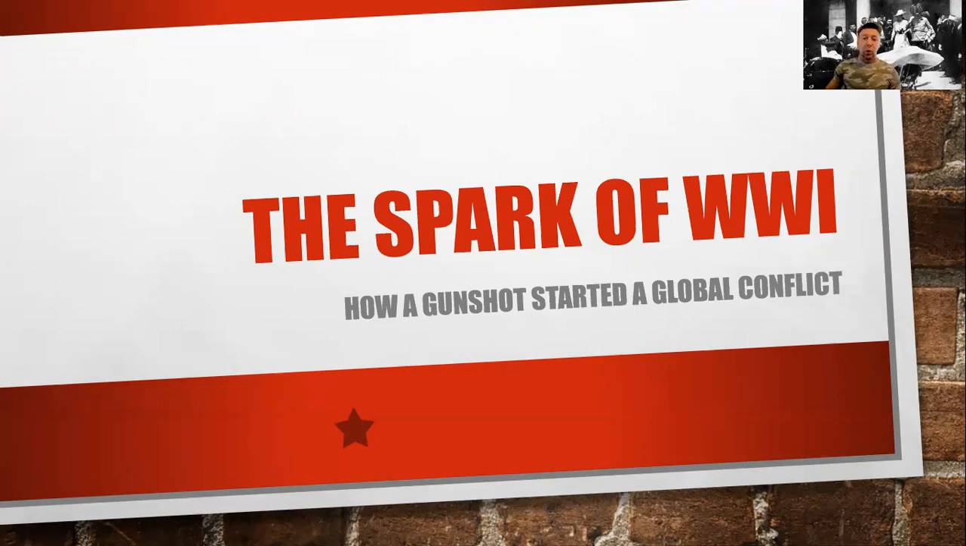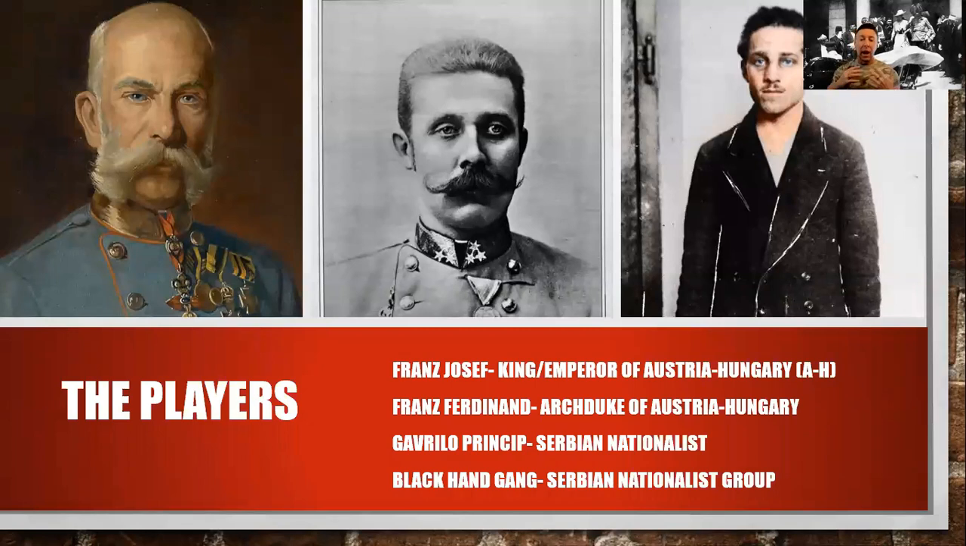So, who are the players in this game? As you can see from left to right, there are three main players. One is Franz Joseph. He is the king and emperor of the Austria-Hungarian Empire. Why is he the king and the emperor? Because the Austria-Hungarian Empire is a dual monarchy, meaning that they are basically two empires joined as one through one person ruling. He is the monarch, but he holds the title of king in one and emperor in the other. That's just how it is.